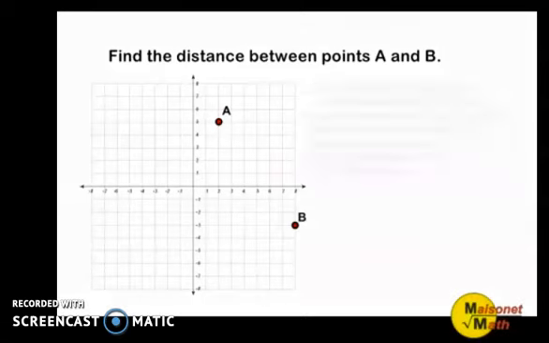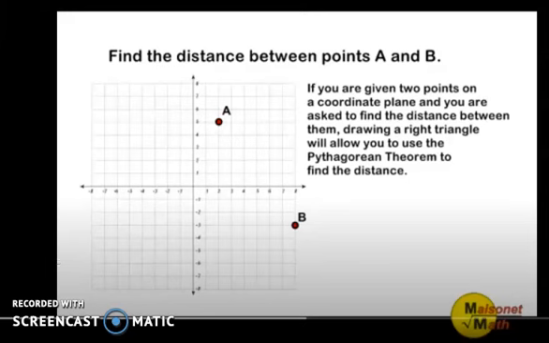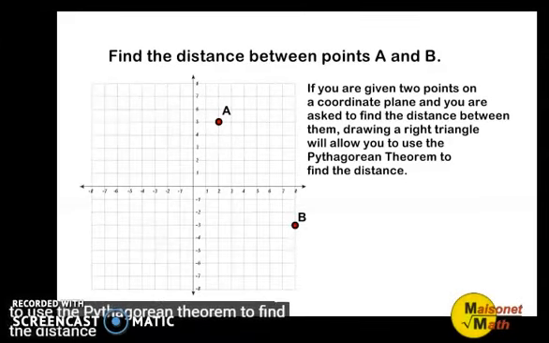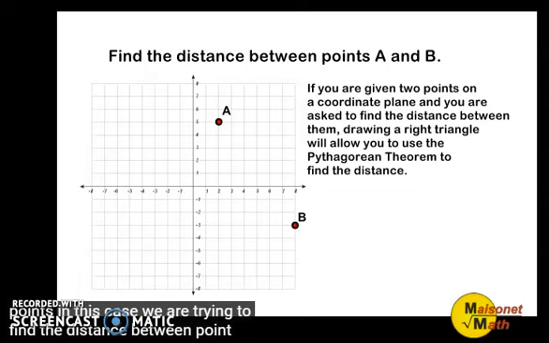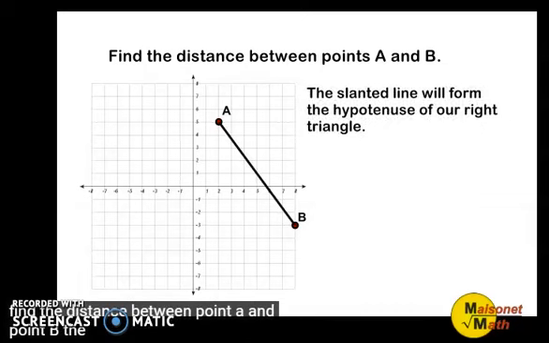If you are given 2 points on the coordinate plane and you are asked to find the distance between them, drawing a right triangle will allow you to use the Pythagorean theorem to find the distance between any 2 given points. In this case, we are trying to find the distance between point A and point B. The distance between point A and point B will form the hypotenuse of our right triangle.